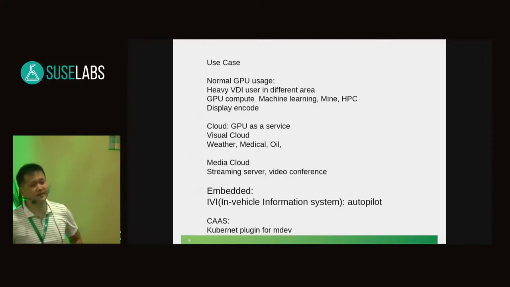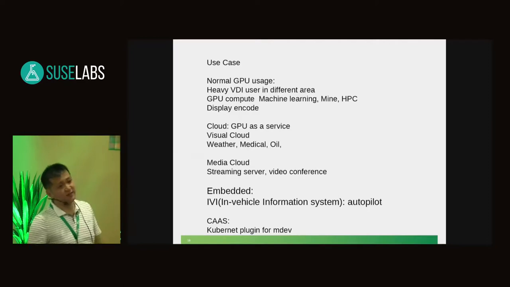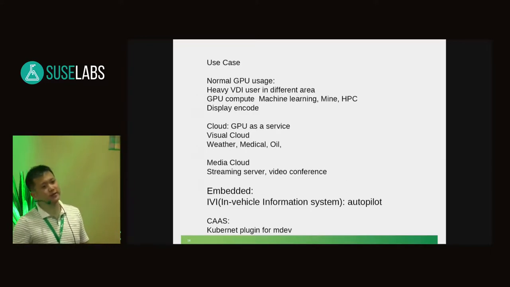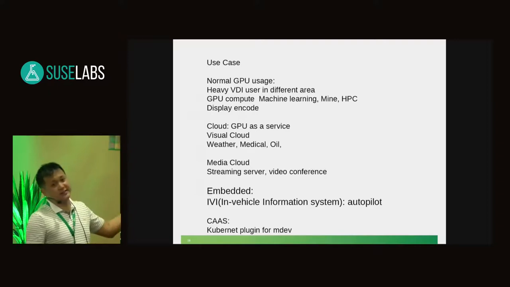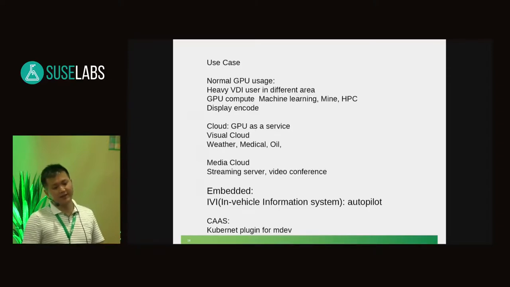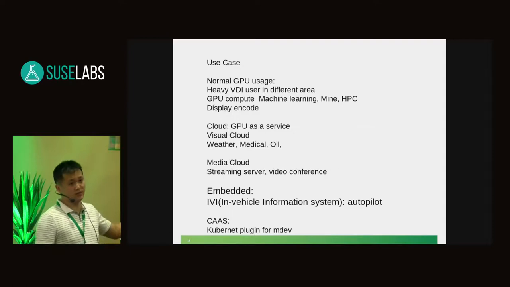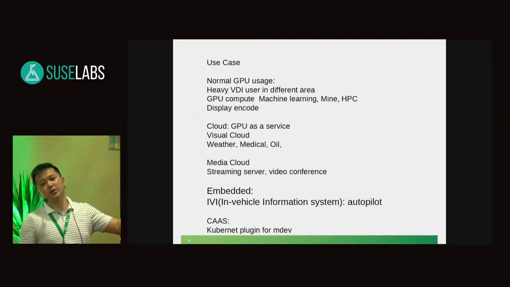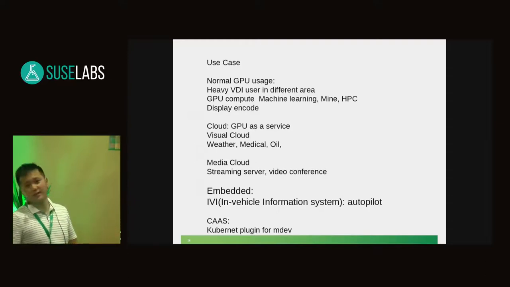Now I'll give you some use cases. Since you've heard a lot about GPU virtualization, what can I do with it? First, normally, for GPU pass-through and GPU virtualization, you are not aware of it inside the VM, which means it could support all the normal GPU requirements. If you want to run a heavy VDI, fine. If you want to run GPU compute, it's okay. Display encode, remote conferences, all of that. Plus, it gives you all the virtualization benefits, so you can create and set configurations and use resources efficiently.